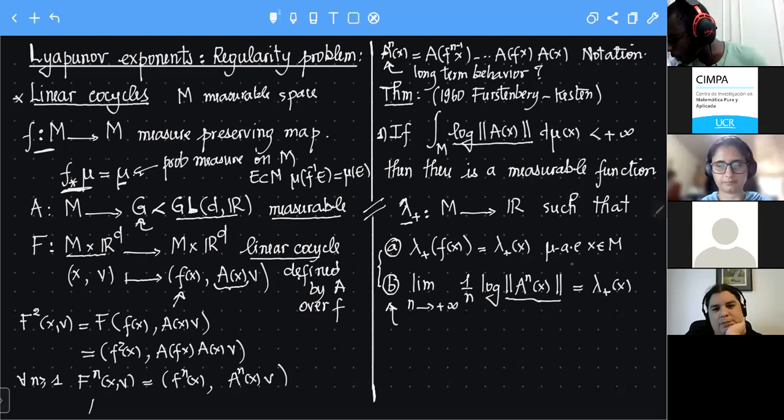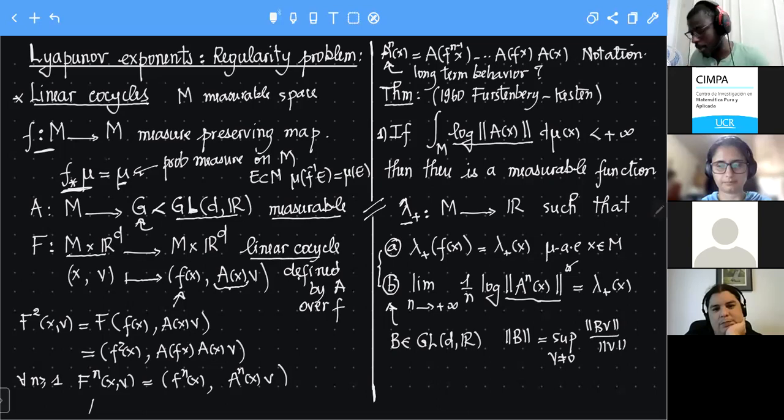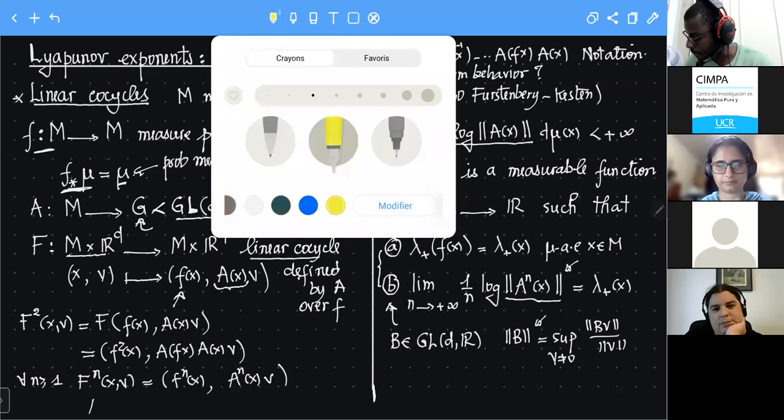I didn't say what is the norm of A of x. So this is the space of matrices. If you take a matrix B in GL_d(R), here I'm considering the operator norm. So the norm of B is just the supremum over all nonzero vectors v of the Euclidean norm of B v over the norm of v. But you can choose the norm you want, because in a finite dimensional vector space all norms are equivalent. And so this still holds for any norm on GL_d(R). This function here is called the Lyapunov exponent function.